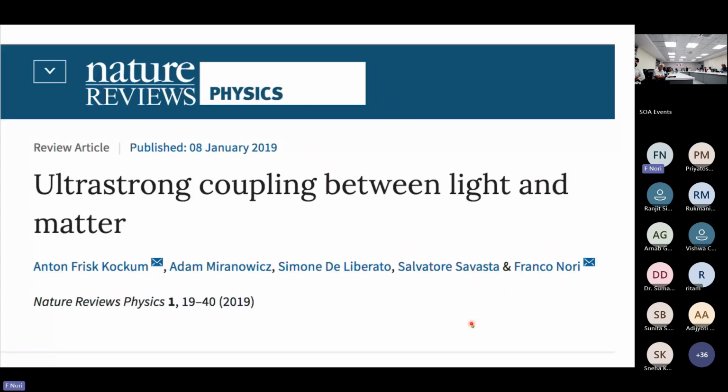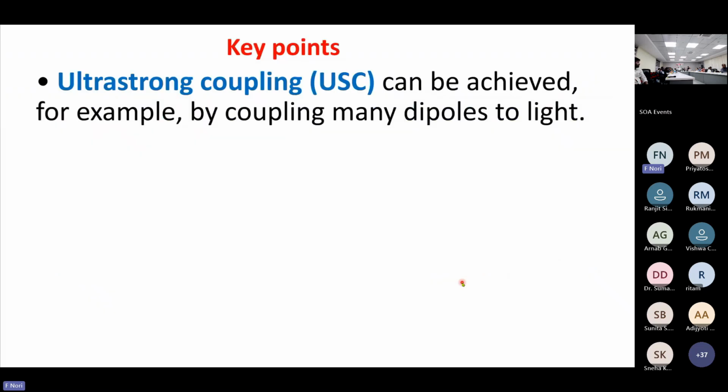There's a review on ultrastrong coupling between light and matter, published some time ago, right before COVID, in 2019, in Nature Reviews Physics. It is by a former postdoc of mine who is now a professor in Sweden, a collaborator in Poland, and two collaborators in Italy, and here.